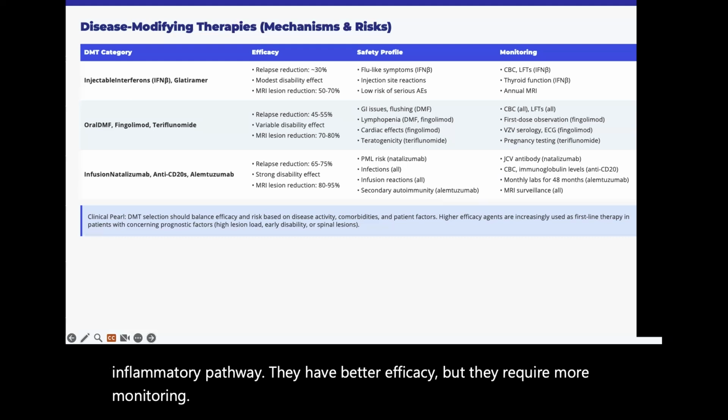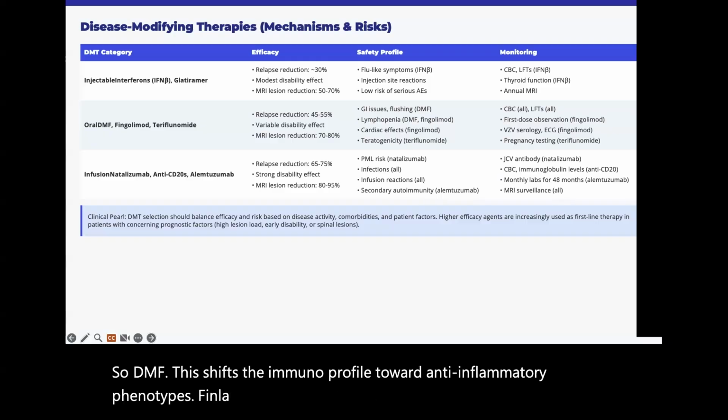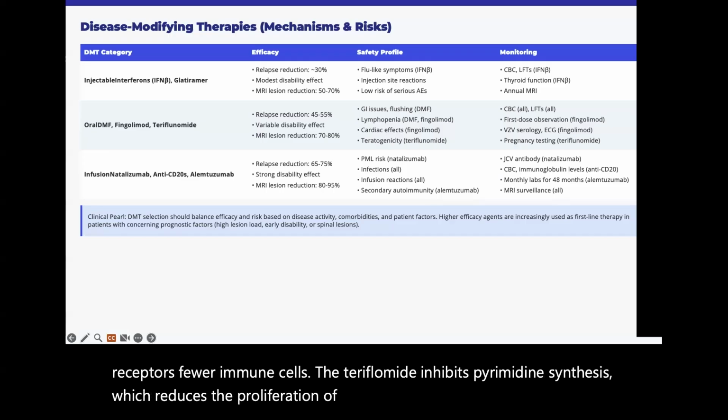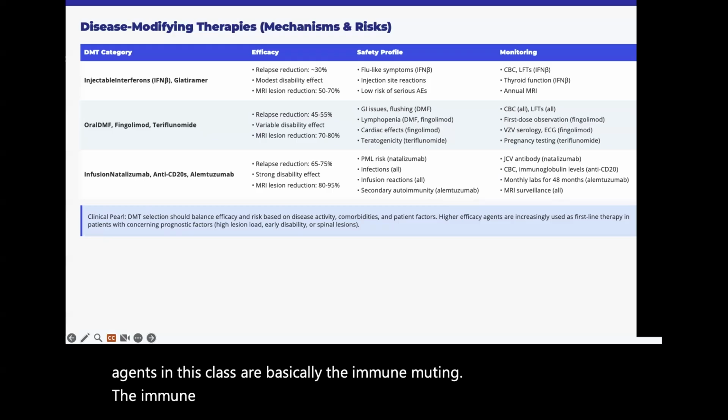So DMF shifts the immunoprofile toward anti-inflammatory phenotypes. Thymlagold traps lymphocytes in lymph nodes by blocking S1P receptors, so there are fewer immune cells. Teriflunomide inhibits pyrimidine synthesis, which reduces the proliferation of activated T cells. So the agents in this class are basically muting the immune system from deploying for fresh autoreactivation.